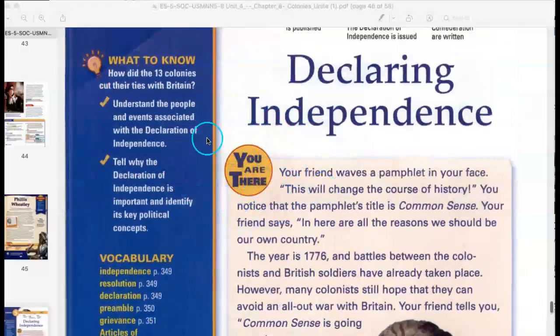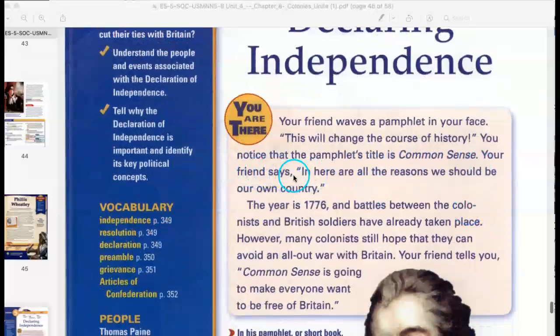Declaring independence. You are there. Your friend waves a pamphlet in your face. This will change the course of history. You notice that the pamphlet's title is Common Sense. Your friend says, "In here are all the reasons we should be our own country."